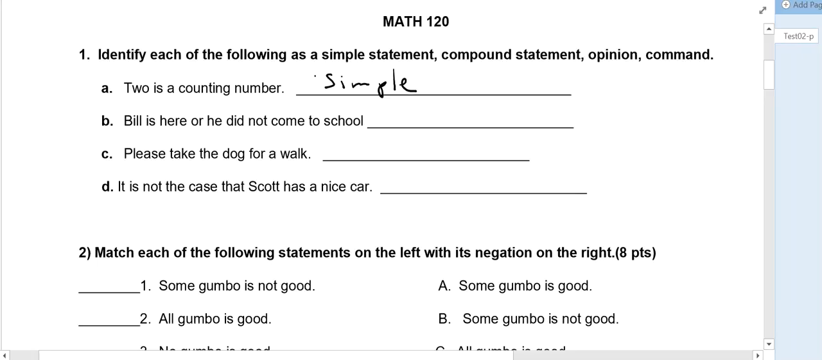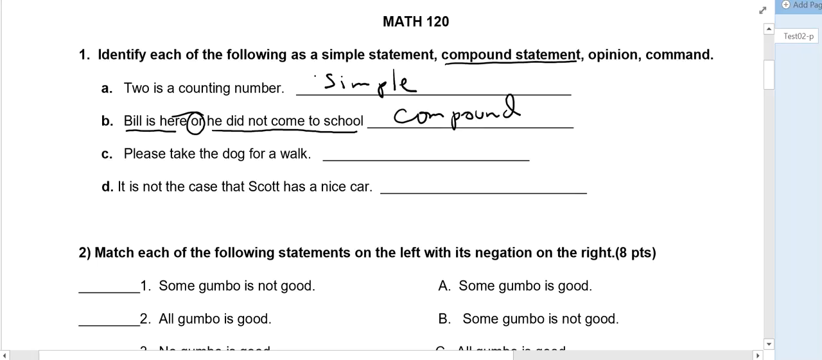"Bill is here, or he did not come to school." This is actually a compound statement because here's a simple statement: Bill is here. He's either here or not. He did not come to school. It's either true or false. It's joined by the connective "or." So this is actually a compound statement.